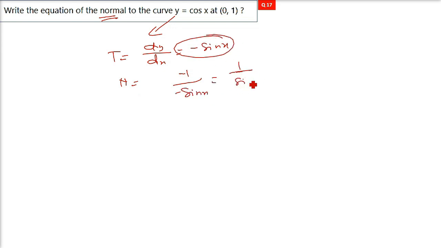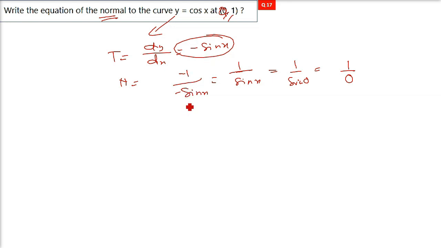What is sin x? X is 0. So 1 by sin 0. What is sin 0? Sin 0 is 0 only. 1 by 0 it will come. So this is not acceptable in mathematics, because we don't need 0 in the denominator. It is going to be infinite, undefined. But still, for the sake of completion, we have to do this. This is how it is done.